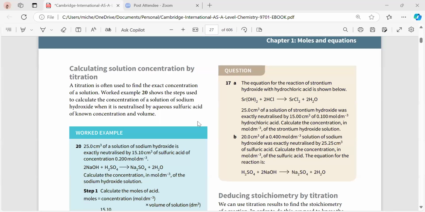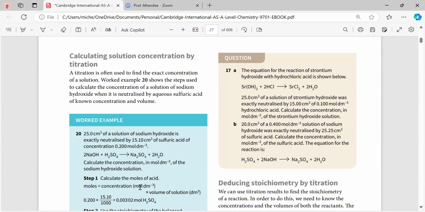Okay, first of all, you're going to follow the step by step right here. First, we have to calculate the moles of the acid. Which one is the acid here, strontium hydroxide or hydrochloric acid? It is pretty obvious the acid is the hydrochloric acid. So HCl right here is hydrochloric acid, and you're going to find the moles of hydrochloric acid.